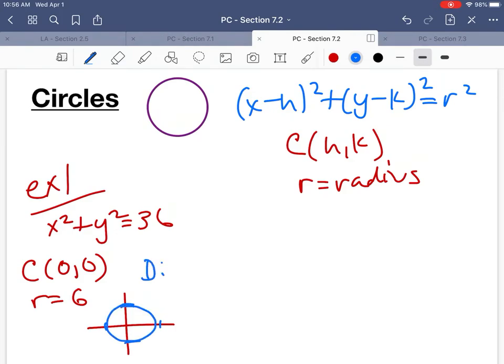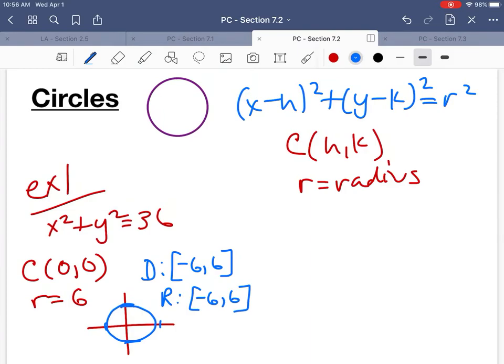And if somebody asked you for the domain, you would say it's going from -6 to 6 along the x-axis. So basically the width of it is from -6 to 6, and the range is the same thing, -6 to 6. That's interval notation. MathSpace is going to ask you to do that.